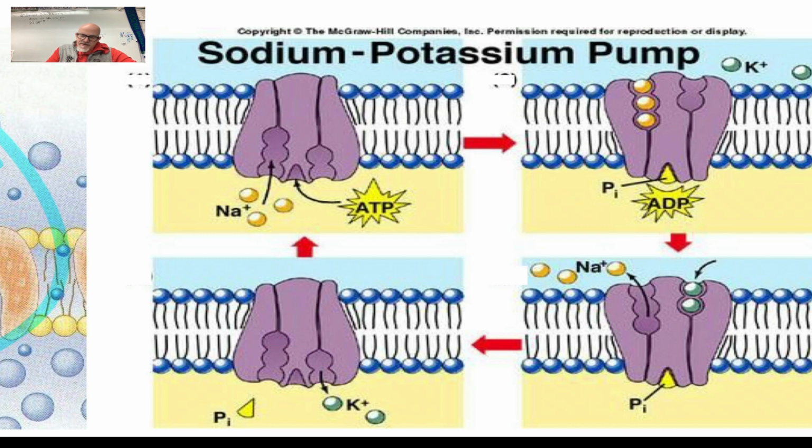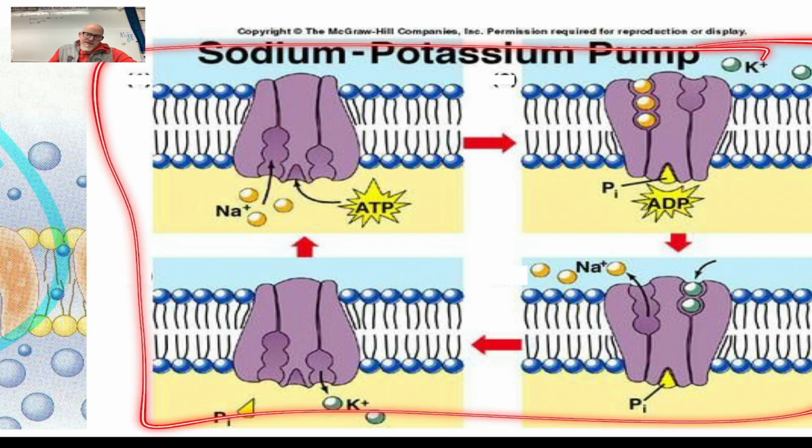So again, if you start, it's a cycle, right? So let's start up on the top right here. 2 potassiums go in. They come through, right? There they are coming out. Both spots are empty. Sodium reloads this side. ATP, or energy, forces them through. They go out. Now it's ready for potassium to come in again.